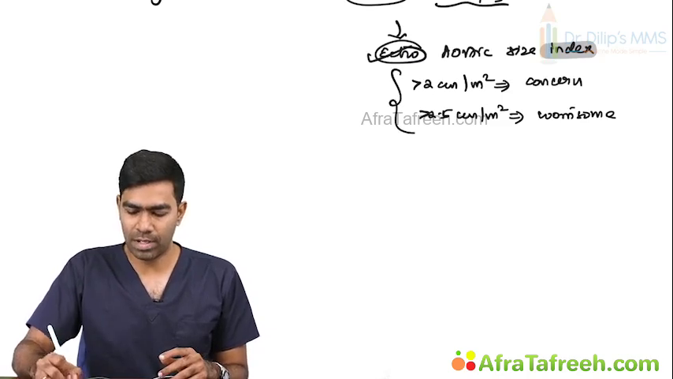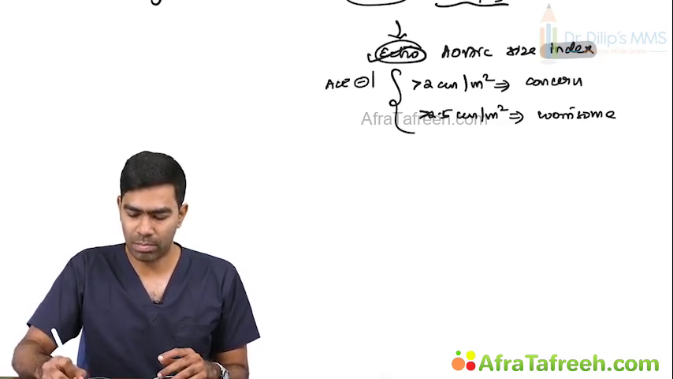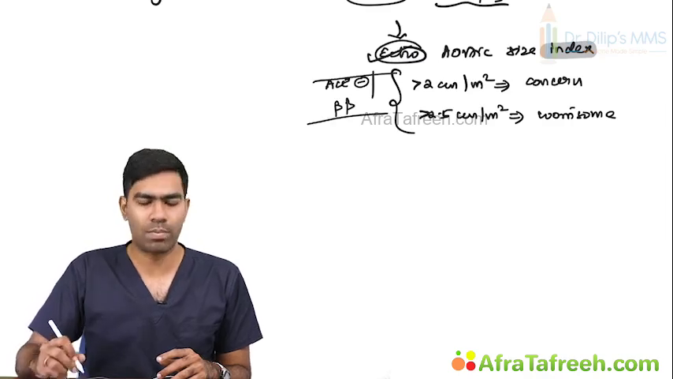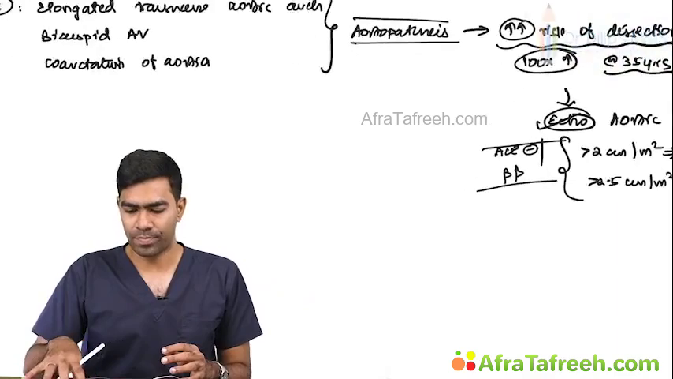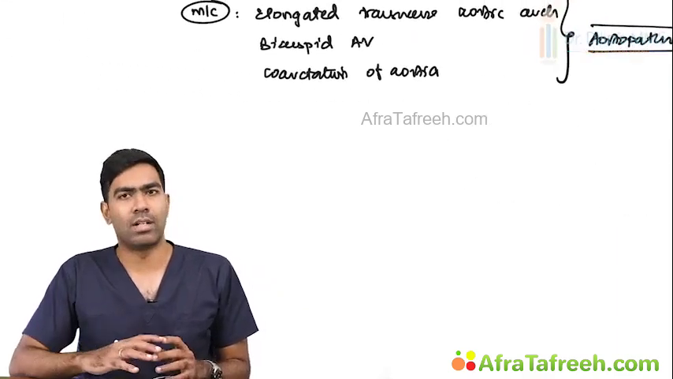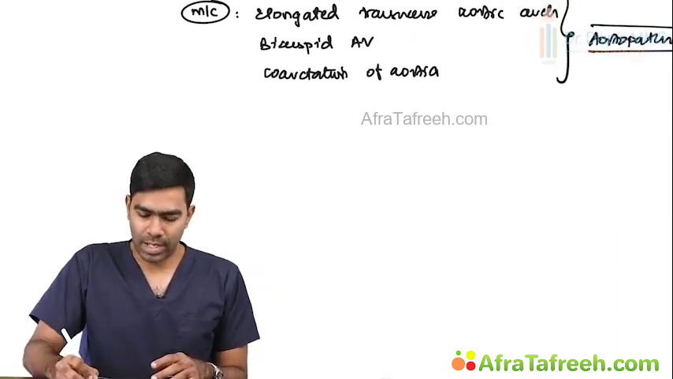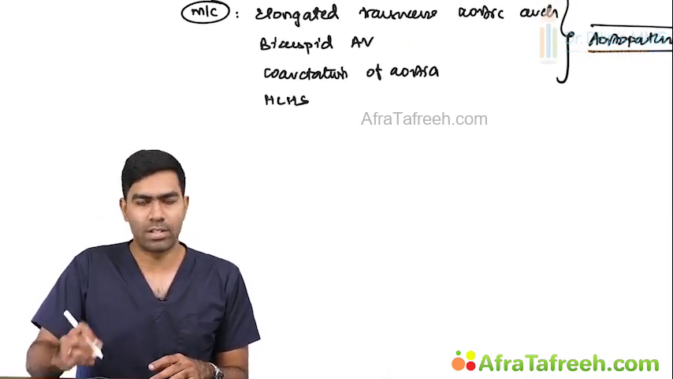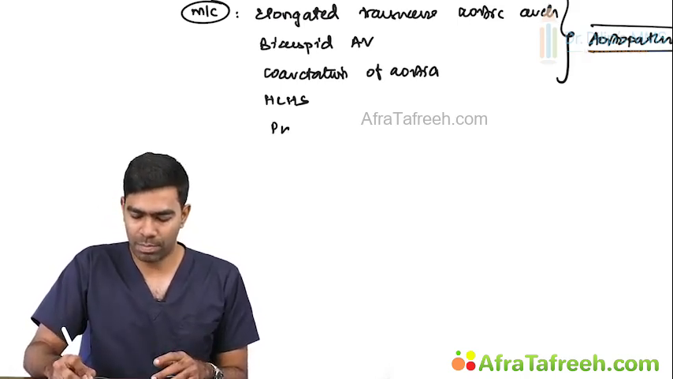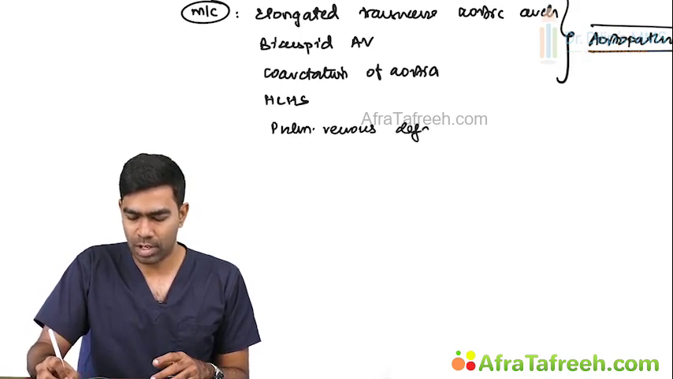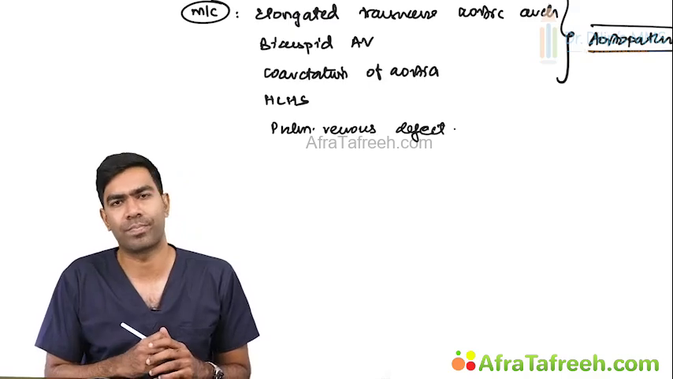The medical therapy you can give is ACE inhibitors and beta blockers to reduce the progression of this aortic root dilatation. So what are the other cardiac issues these people might develop? They can develop something called hypoplastic left heart syndrome, rare, but still another left-sided problem, and they can develop pulmonary venous anomalies and pulmonary venous defects as well.